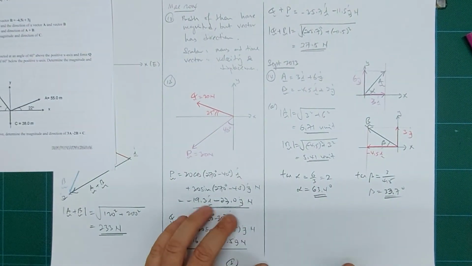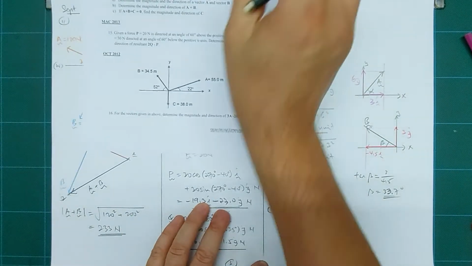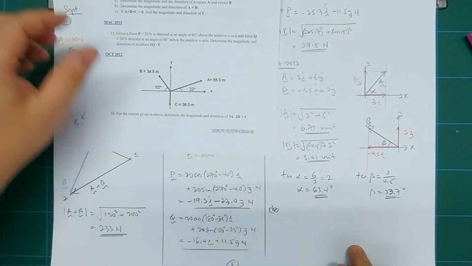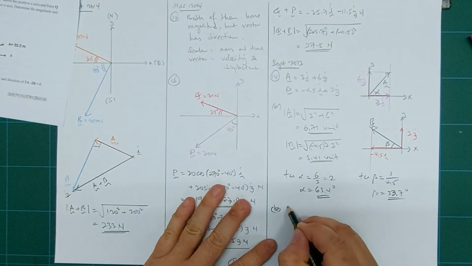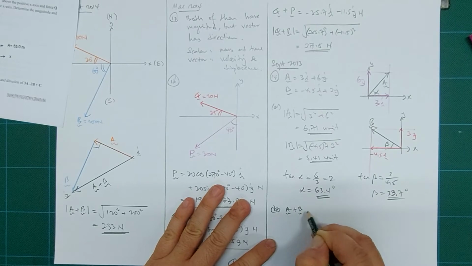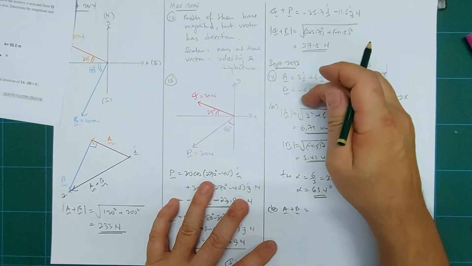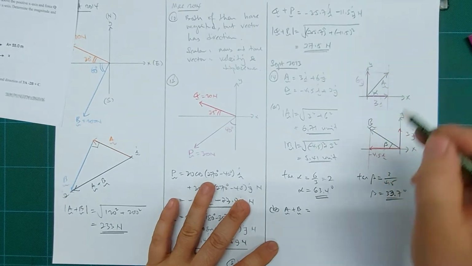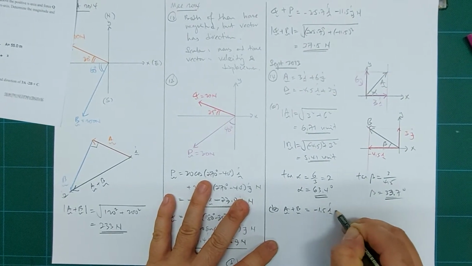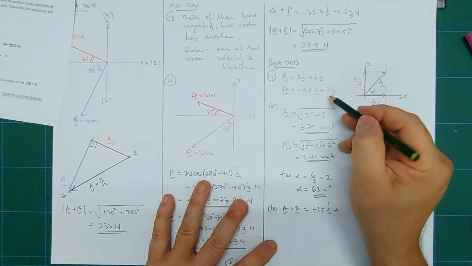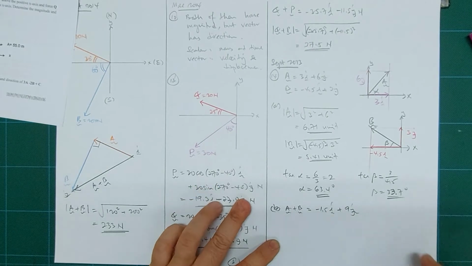Next, part B. B asks to determine the magnitude and direction of A plus B. So our A plus B is equal to the two summed up. What do you get? 3 minus 4.5, you get negative 1.5i, plus 9j. That is our vector A plus B.